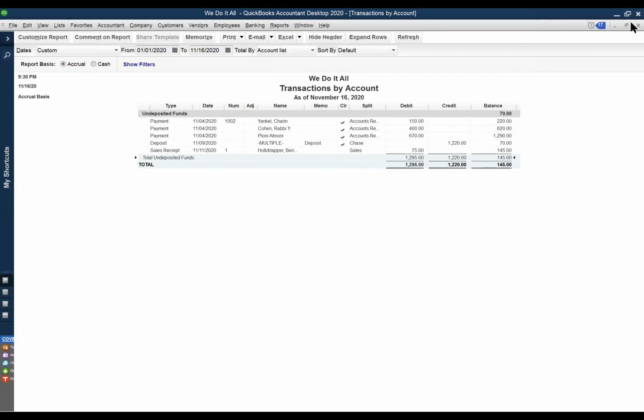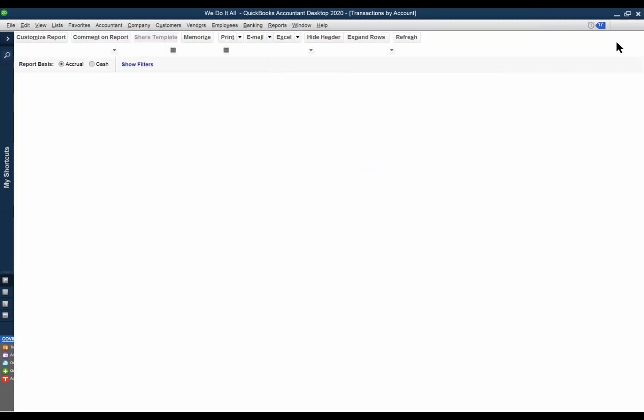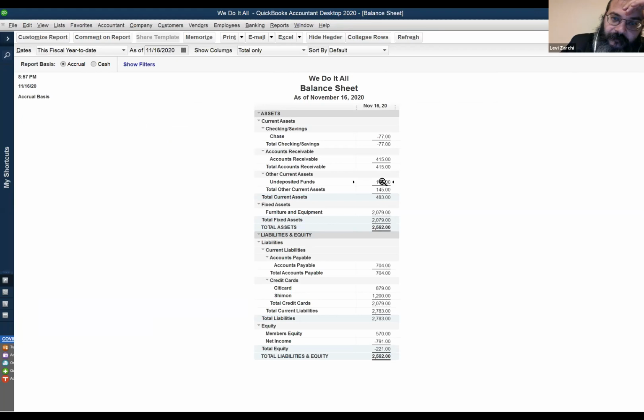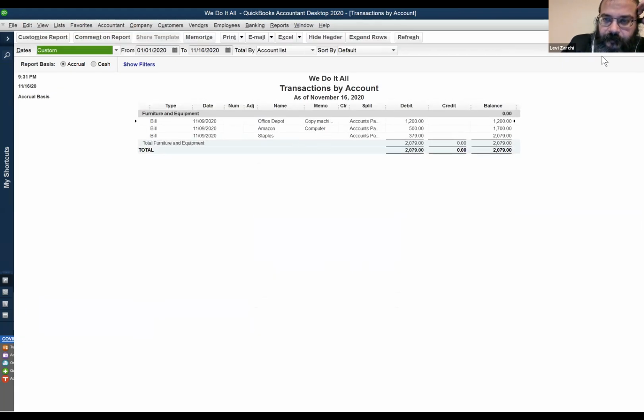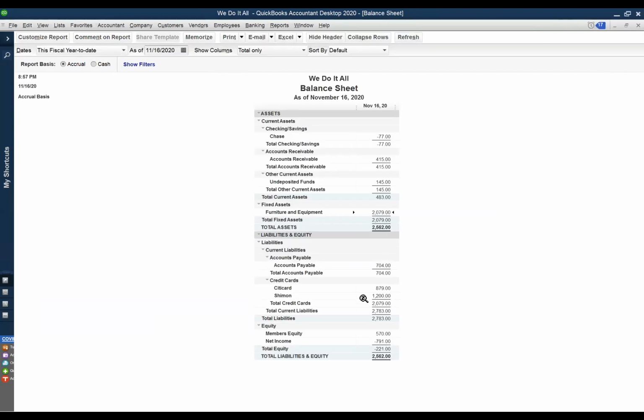One second. How did you get to this transactions by account? You double click on undeposited funds. Everything that has an arrow, you click on a number, you could go into it. Furniture and equipment, you'll see. These are our assets. So where did you want me to click? You have to go line by line.